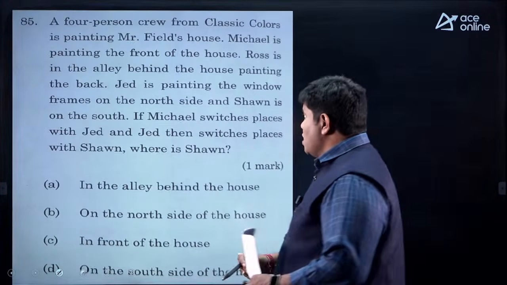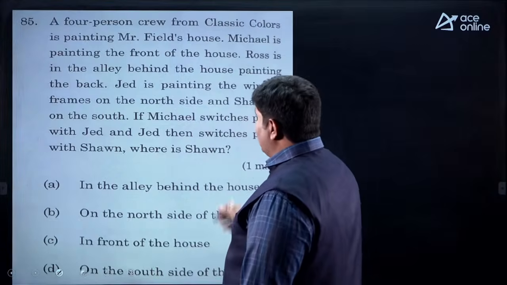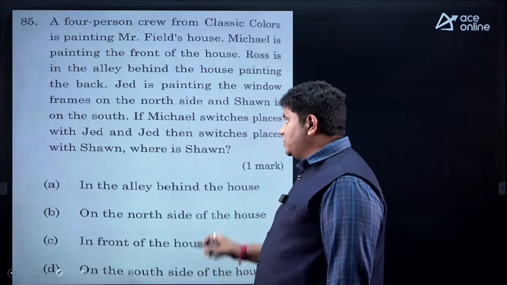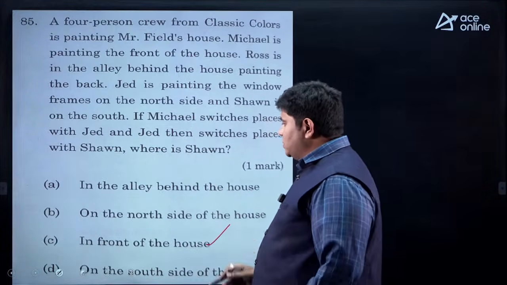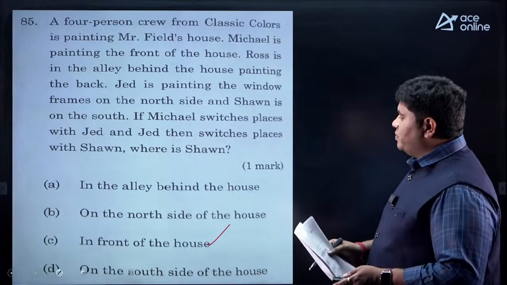Next, here there are 4 persons. Observe the information; based on the information, C is the possible answer. Okay, C is the possible answer.